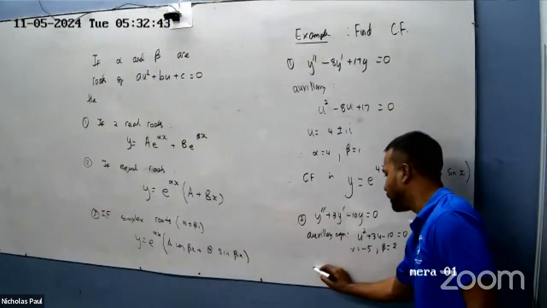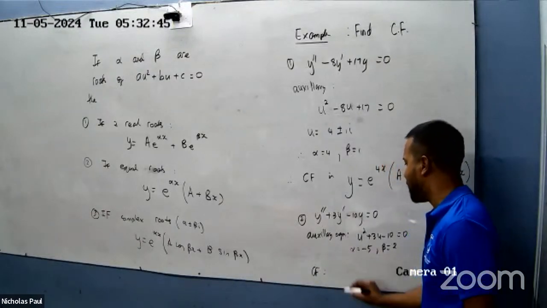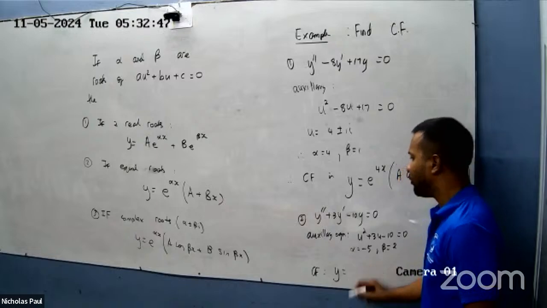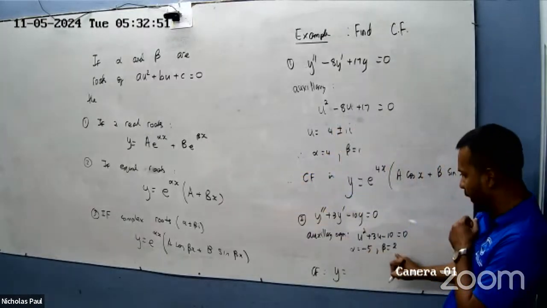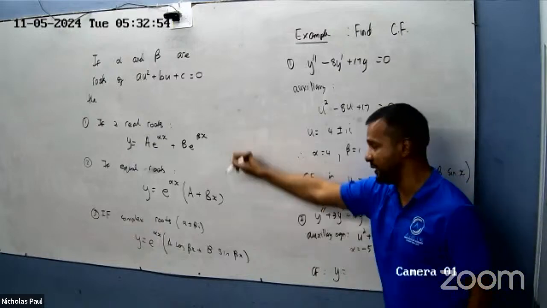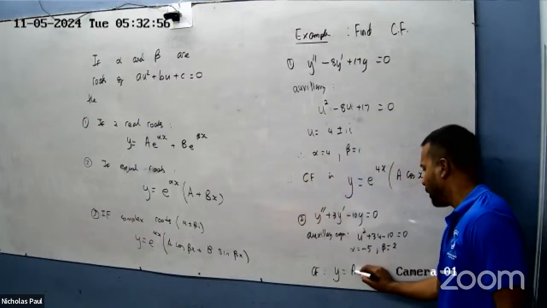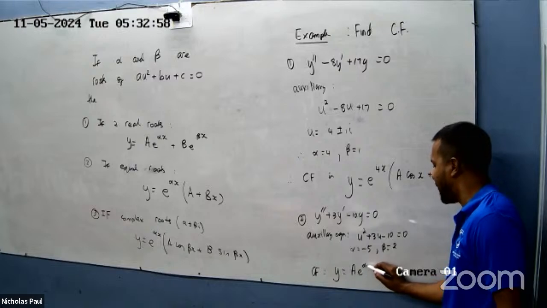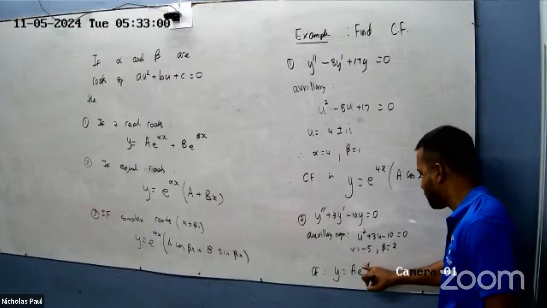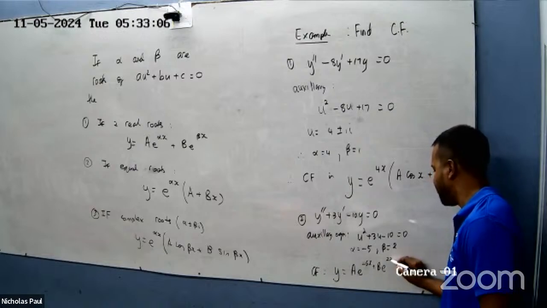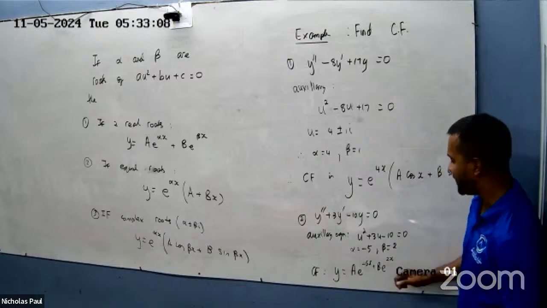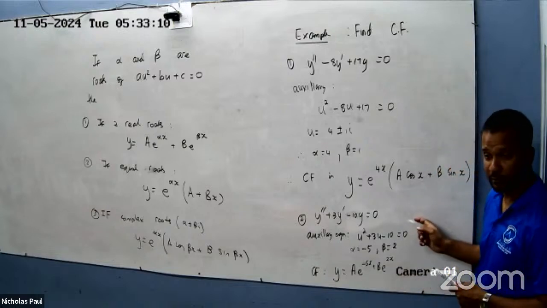So the complementary function now is y, right? We'll be using two solutions. We got two distinct solutions, so we're using this. y is equal to A e to the minus 5x plus B e to the 2x. That's the complementary function for this.